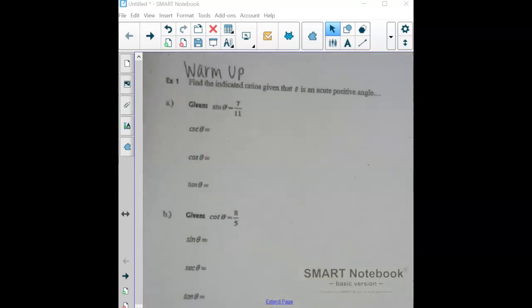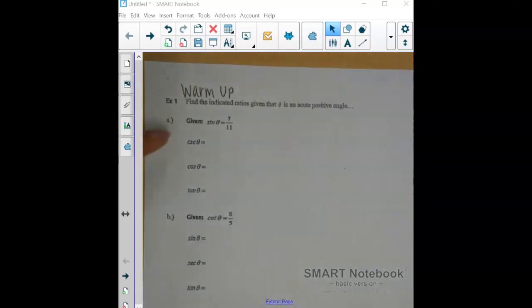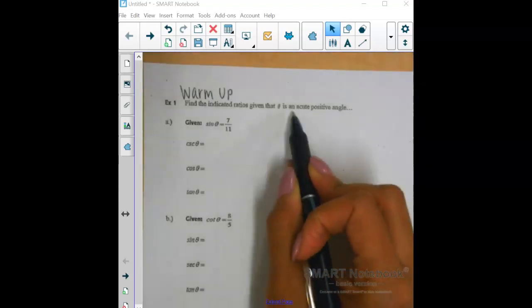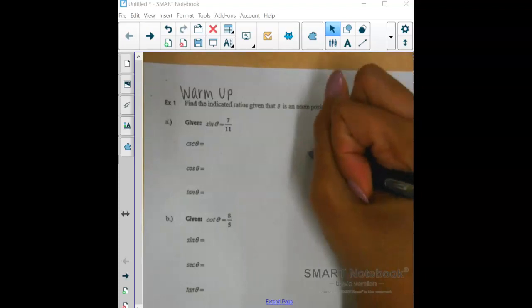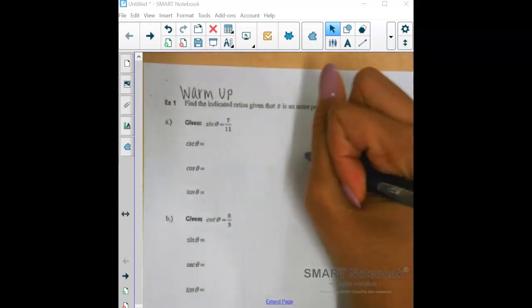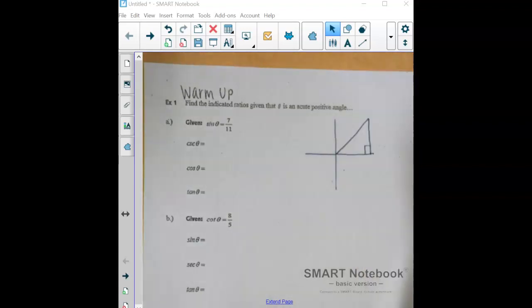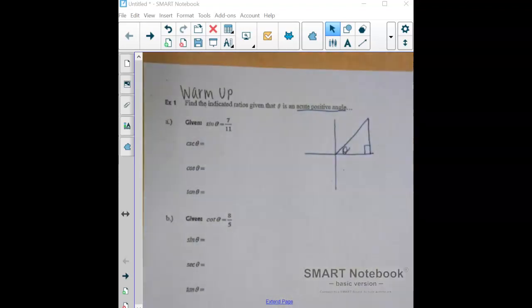So for example 1A, let me zoom out a bit. This is asking you to, given sine of theta is 7 over 11, find all of these trig functions here. So find the indicated ratios given theta is an acute positive angle. So acute positive angle means that it needs to be in the first quadrant of your unit circle and on your graph. So your triangle would look something like this, since it's an acute positive angle. And anytime you're drawing this out, you want to have theta closest to your origin.